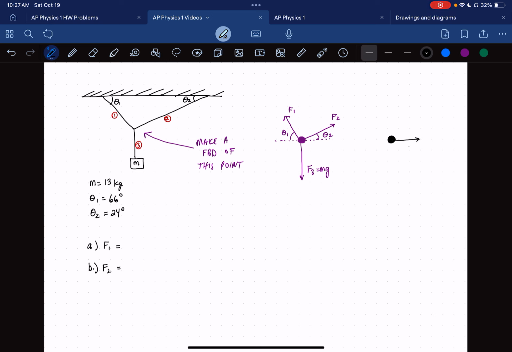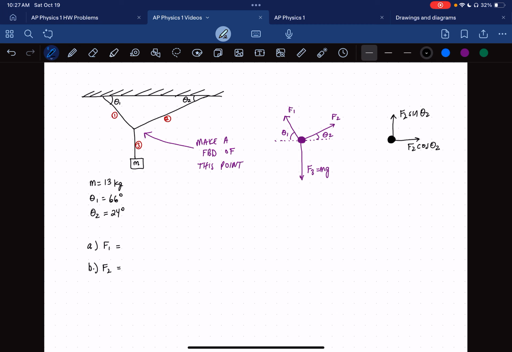So this would be F2 cosine of theta 2, right? F2 cosine of theta 2. We'd have a vertical component, F2 sine of theta 2.